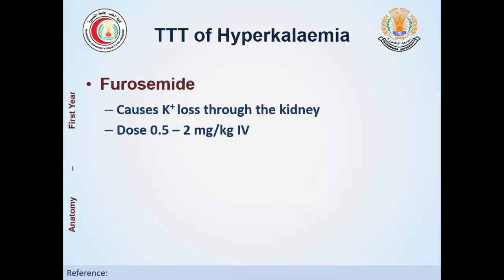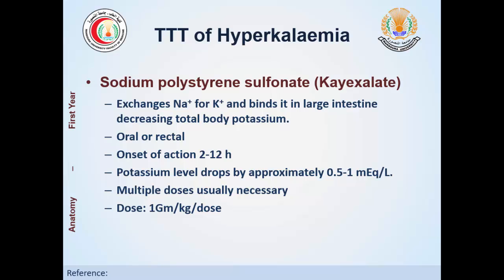ناخد بالنا هنا ان هنا اللوس هيبقى عن طريق الكدني، مش هيبقى عن طريق الشفت الانتراسيلولار شفت. يعني معظم التريتمنت كان عن طريق الانتراسيلولار شفت، لكن في الفروزيمايد او في الدايوريتكس بيبقى فيه loss of potassium through the kidney، يعني ممكن تيجي في الام سي كيو.